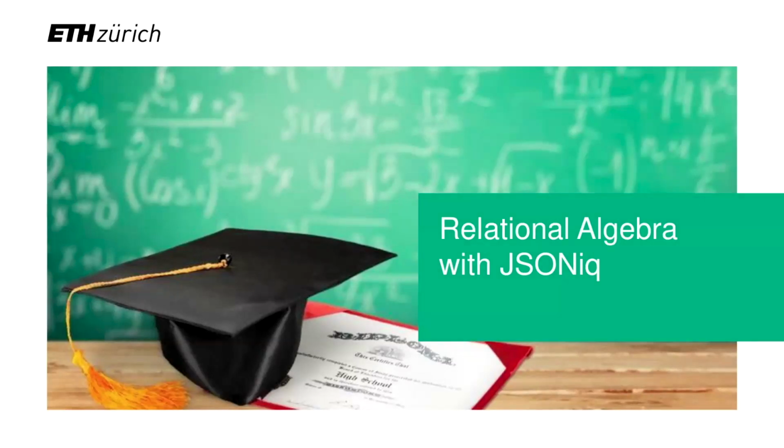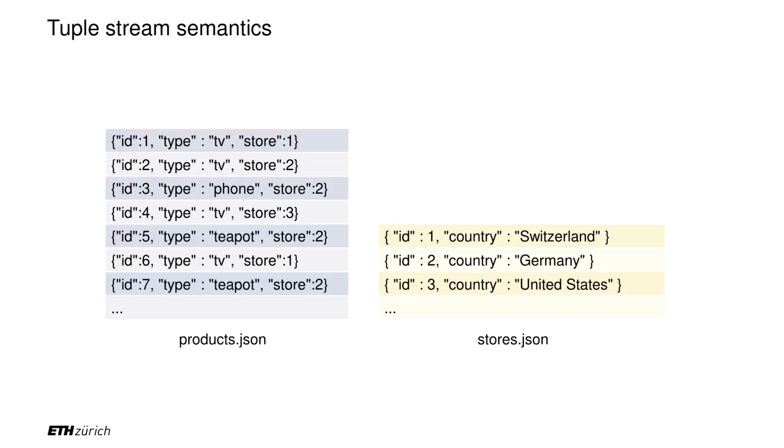Now, when I said FLWOR expressions are like select from where, I just want to give you a taste of that, because select from where does selection, projection, aggregation, and so on. So imagine we have these two data sets, products and stores, and you can join them because the store in the products points to the ID of the store on the right, right? So this is how they belong. For example, the first one, the TV store one, that would be Switzerland.